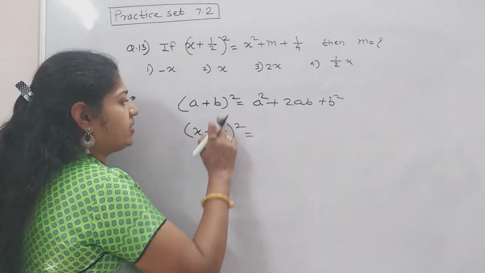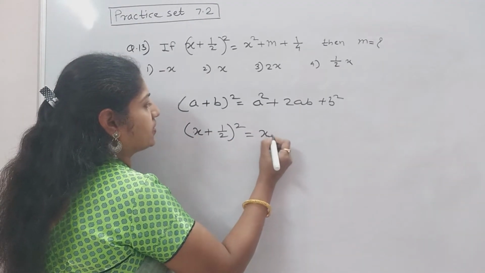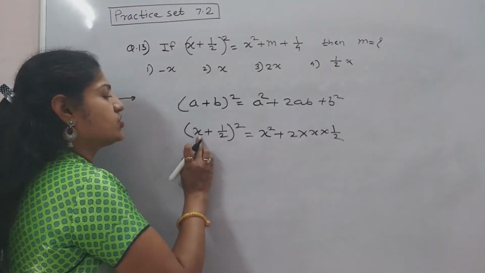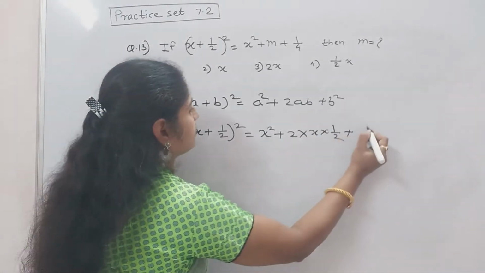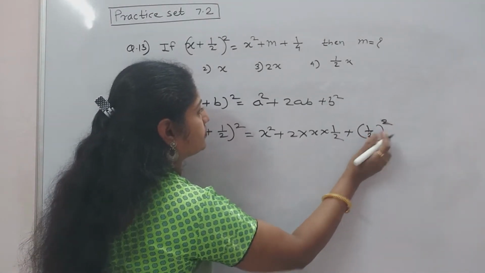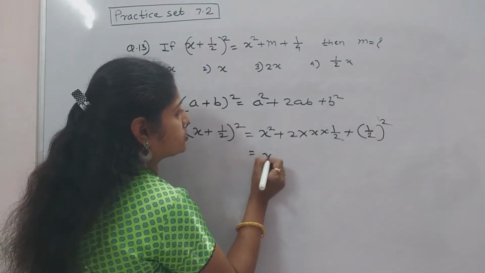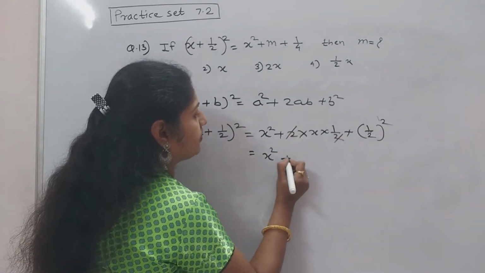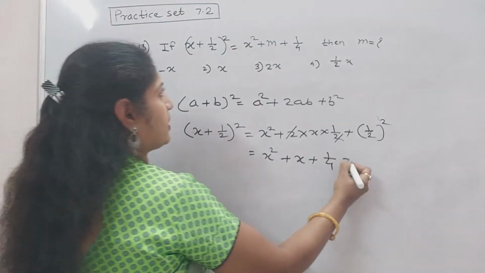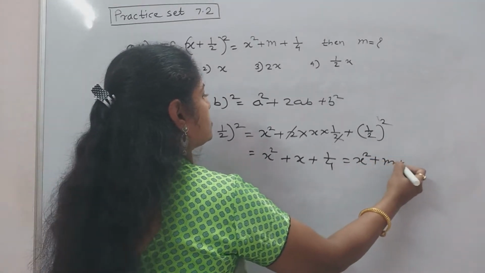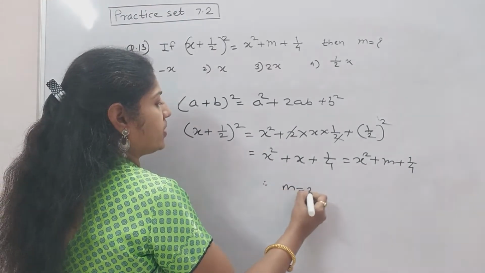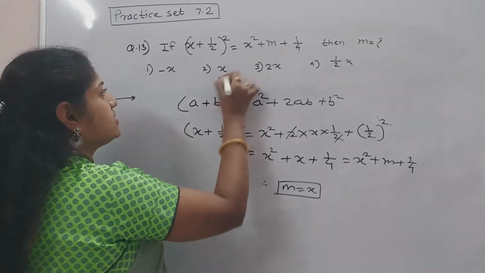Here a is x and b is 1/2. So x square + 2 into x into 1/2, multiplication of this 2 into 1/2, plus (1/2) square. X square, the 2 in numerator and denominator cut, plus x plus 1/4. And this is given as x square + m + 1/4. By comparing this, what is the value of m? m equals x. So our answer is option number 2.